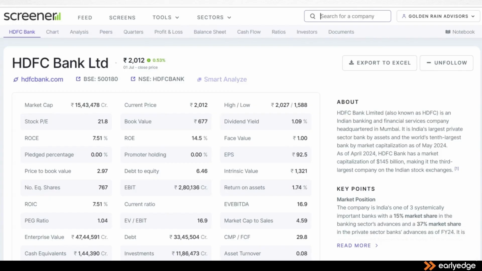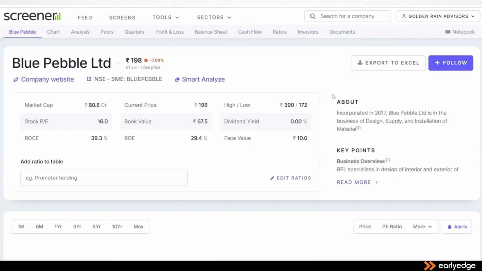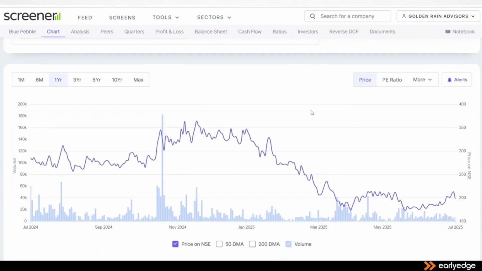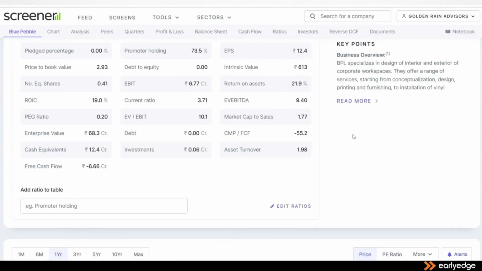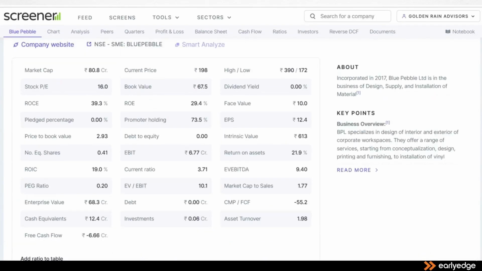a very small company, Blue Pebble. So it's trading already at 16 PE, reasonably priced for a microcap. Basically, this company is into design, supply, and installation of interior workspaces, mostly in commercial space, and the commercial sector is booming. I was analyzing this company.